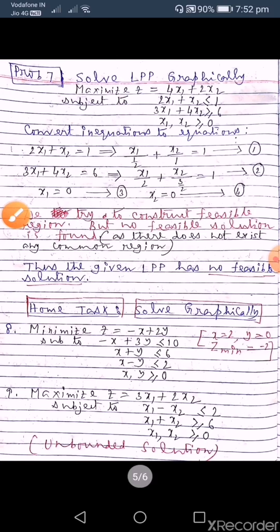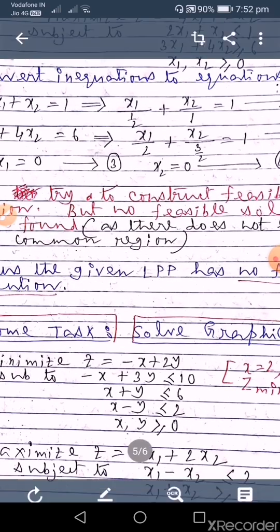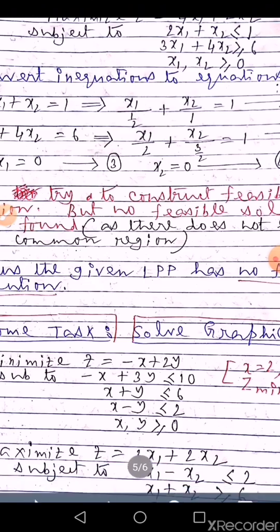So the point we must note here, this LPP has no solution.